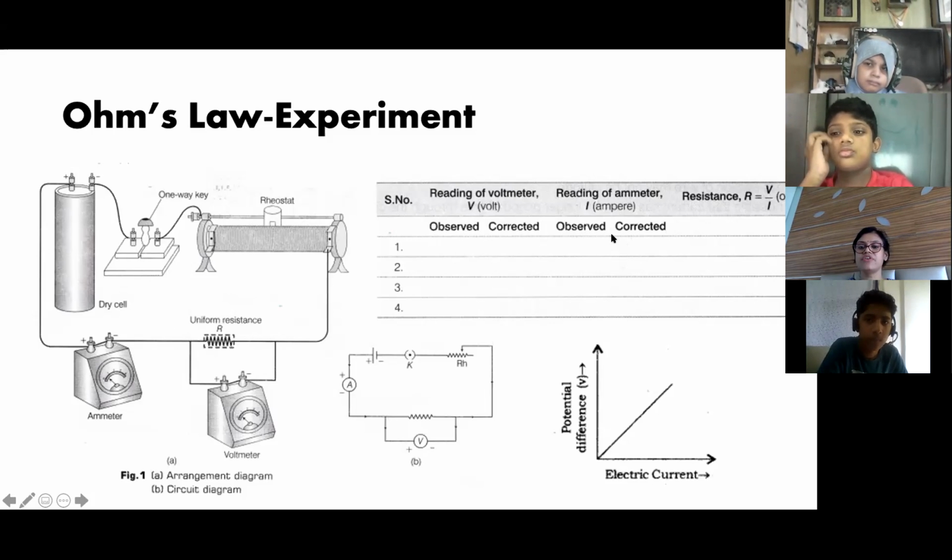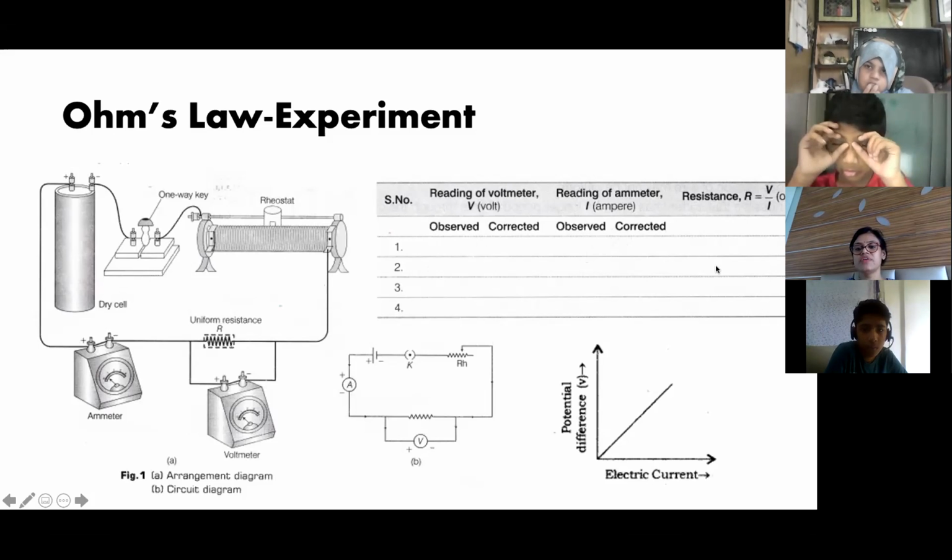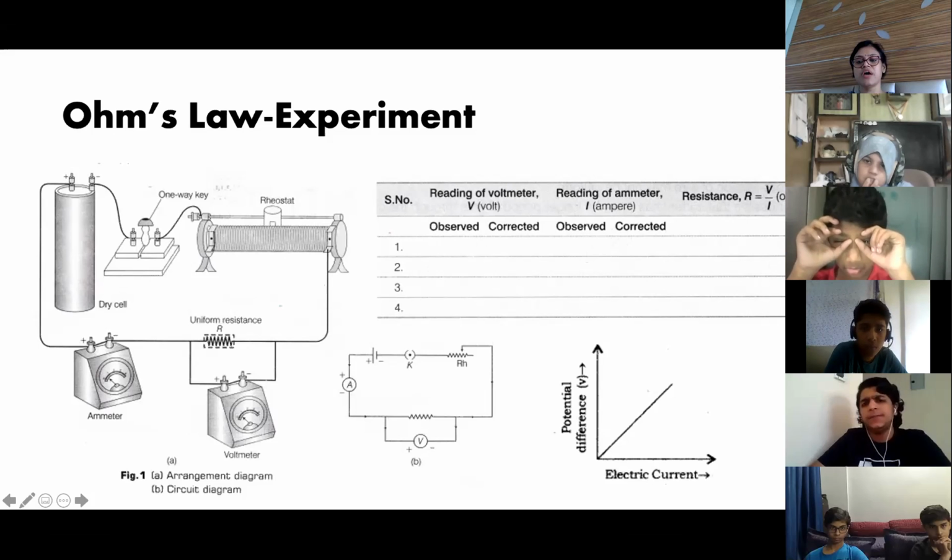You will take one reading. Then again, you will move this, and you will have a different value of current in the circuit and different values over here and here. Then you will take the second reading, and similarly the third reading and fourth reading. You will find out R is equal to V by I for each reading you got.